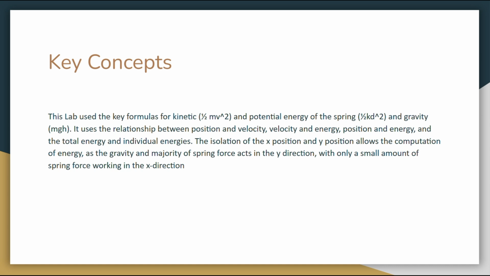The lab uses key formulas for kinetic energy, potential energy, and spring energy, which is potential energy. Gravitational energy is another potential energy. It uses key relationships between these different values, these values of velocity, position, energy, and their relationships to each other.